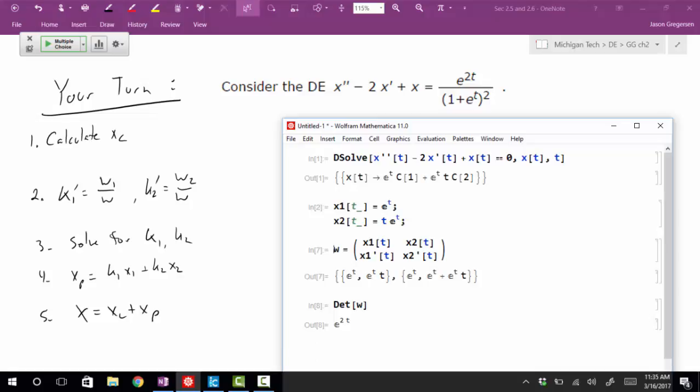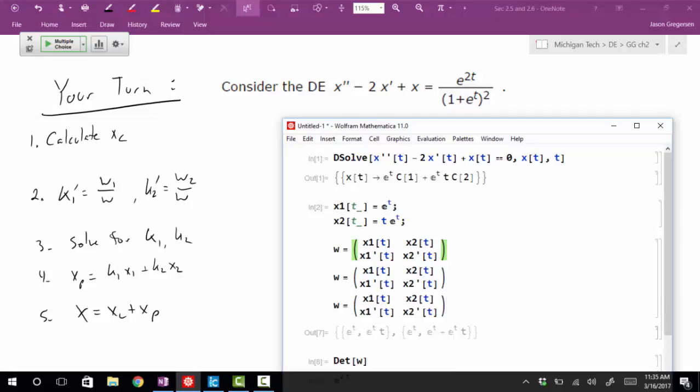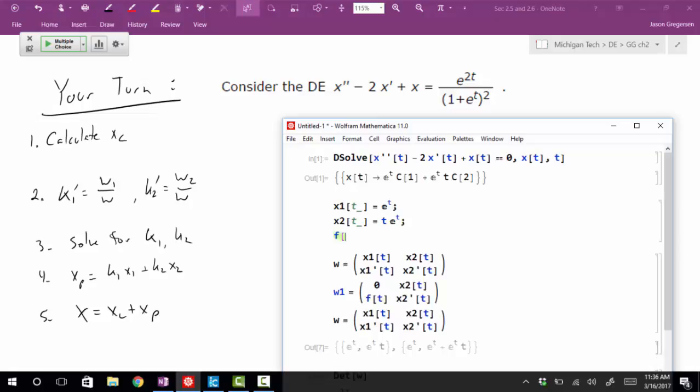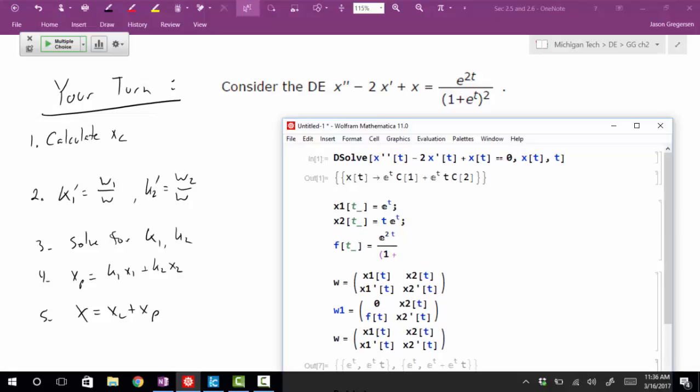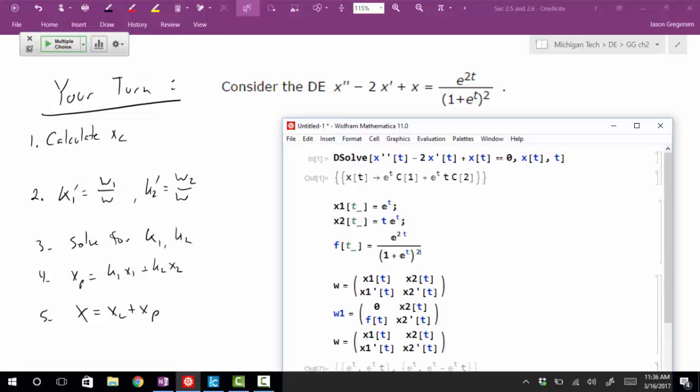All right, I'm going to do some more calculations here. I want to get the other one, so all I'm going to do is control copy, paste, paste. Okay. And then what is W1? Well, it just says get rid of that first value, and down here should be whatever my right-hand side is. Oh, I haven't defined that yet. So maybe I'll go back up here. I'll define f of t to be e raised to the 2t over the quantity 1 plus e to the t, squared. Okay, so now I've defined my function there.